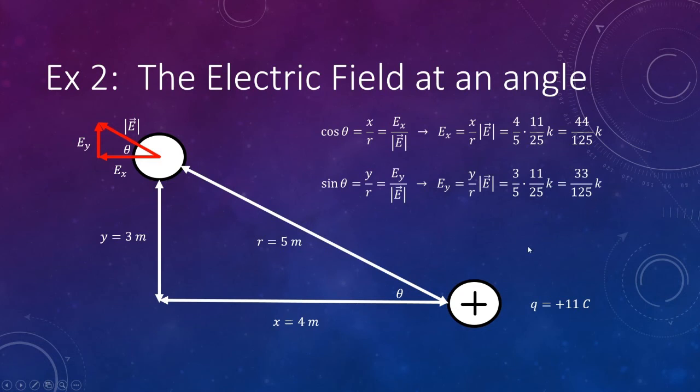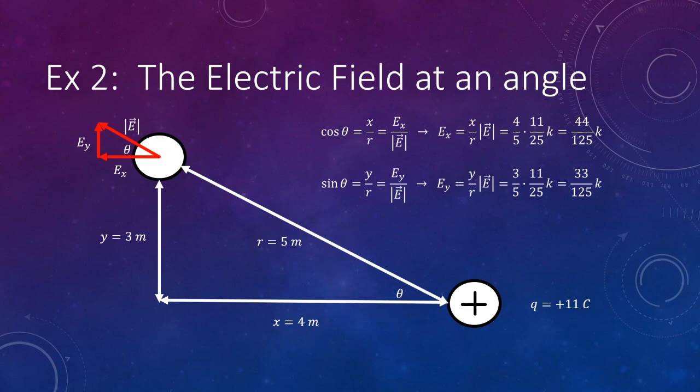Again, the key thing to note here is because our electric field vector points along the same direction as our displacement or position vector, we have the same angle describing both vectors, both triangles. So that means their ratios, or the trigonometric ratios, are going to be the same. So cosine of theta is x over r, that's the same ratio as Ex over the magnitude of E. And sine of theta, which in our position vector is y over r, has the same ratio as Ey over the magnitude of E.